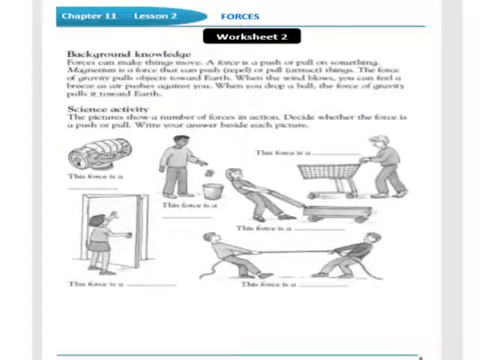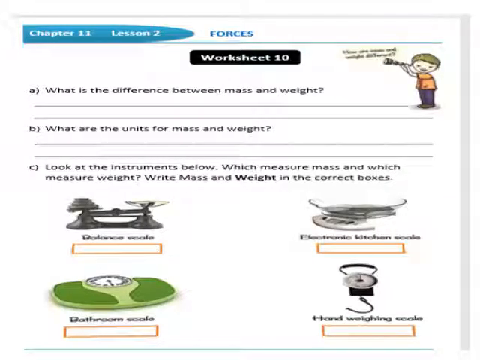So here, guys, we're done with our lesson today, and I'm going to upload all the pages in the resource pack to your Moodle, and you have 2 pages as homework. This one is worksheet 2, and it resembles very much the classwork that we did, and this one is worksheet number 10, and it's related to mass and weight and what the differences between them are.